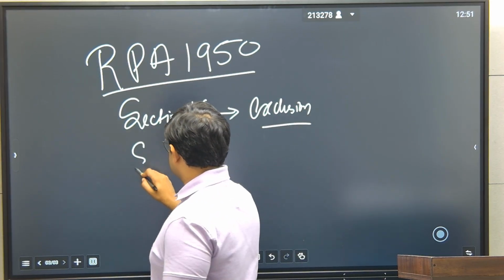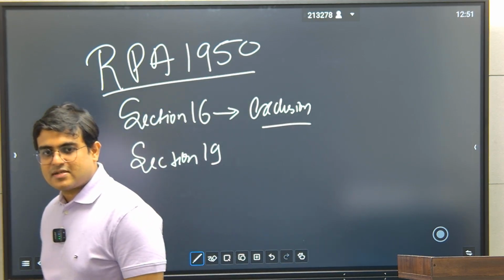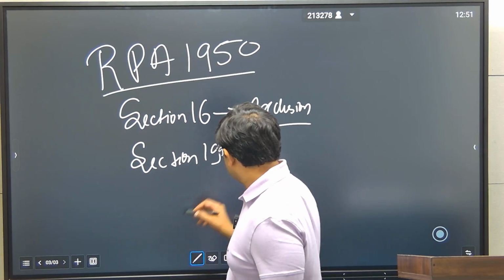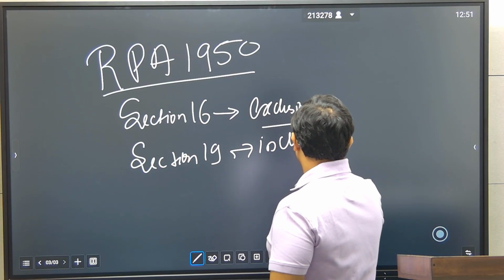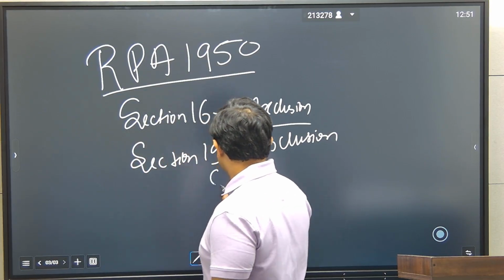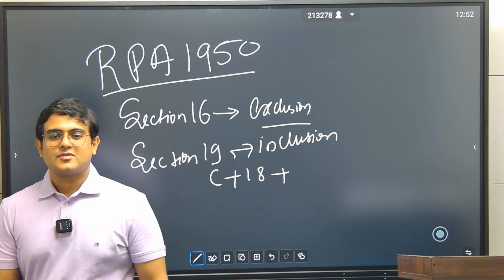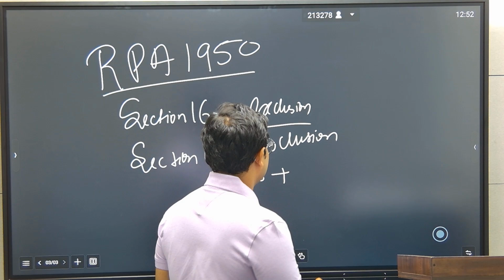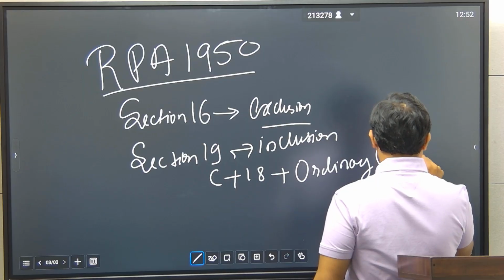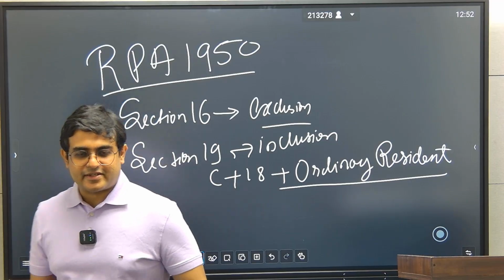Then there is section 19. If section 16 talks about exclusion, section 19 of the Representation of People's Act talks about inclusion. So, who are included? Obviously, citizens of India, citizens plus 18, plus what? Ordinary resident. Things get tricky from here.